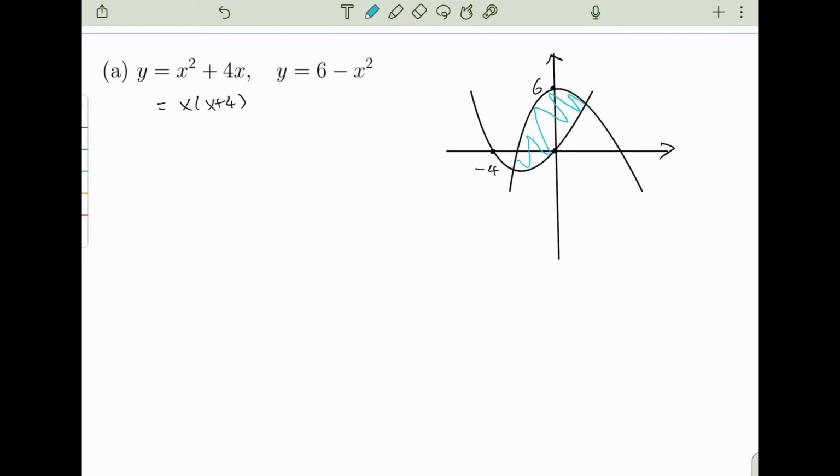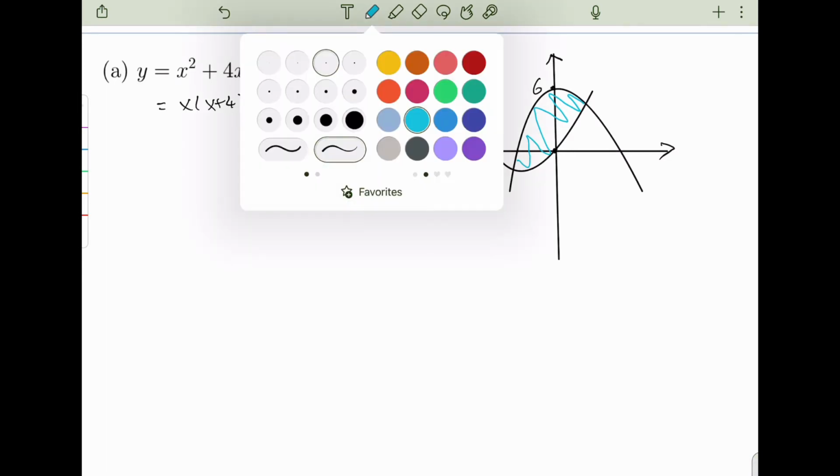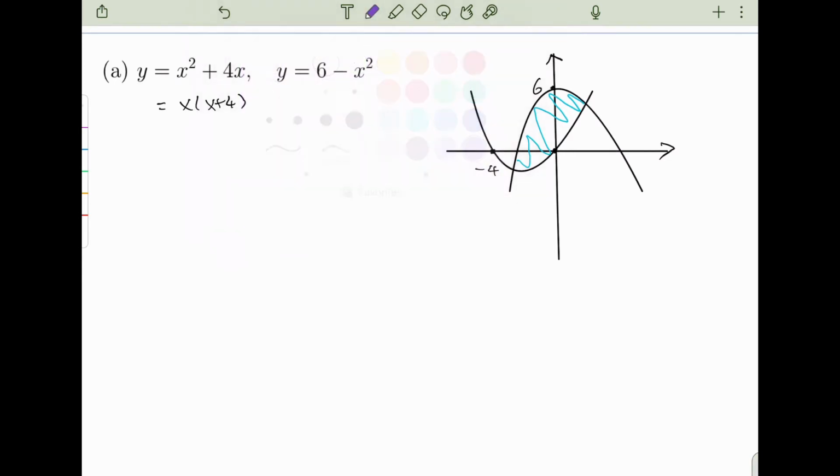And then to do the integral, to find its area, we need to use the upper curve minus the lower curve. Right. So which one is the upper curve? The upper curve is this one. The lower curve is this one. Okay, this is the lower curve. And also we need to find the intersections, because that will be our lower bound and upper bound of the integral.